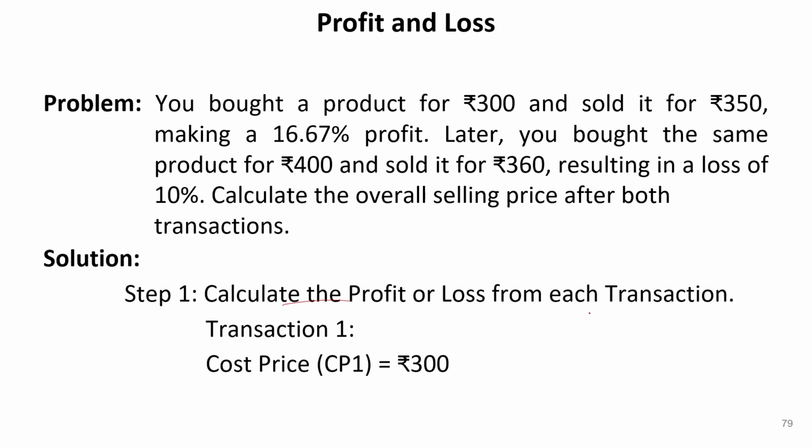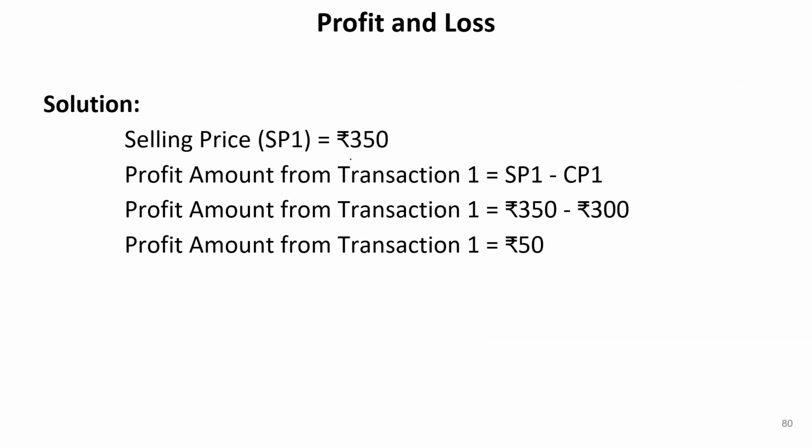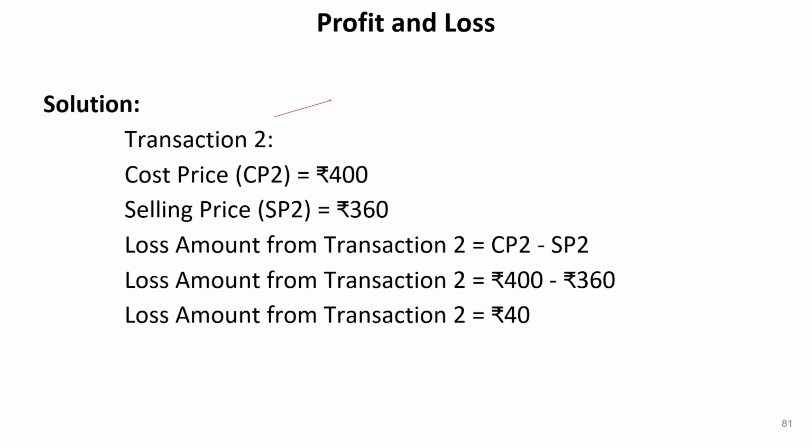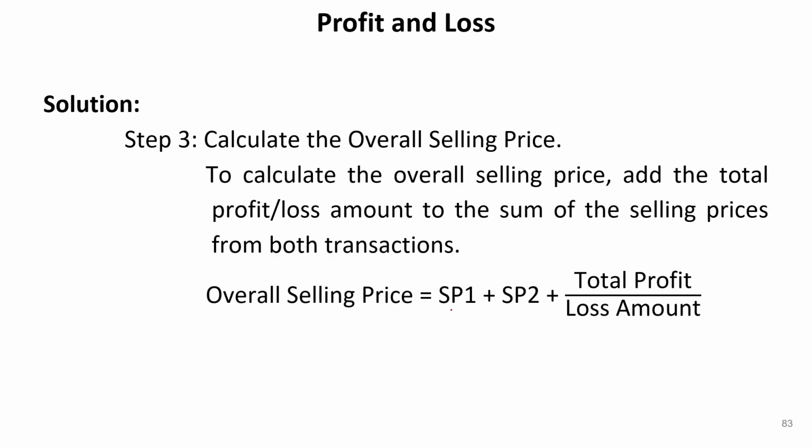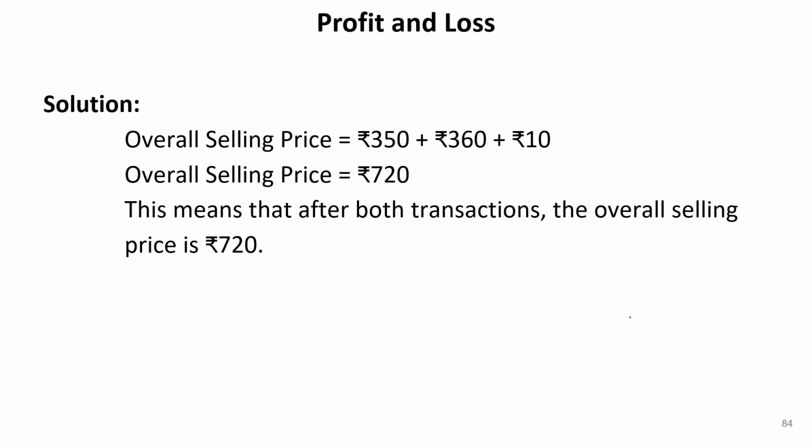So calculating the profit and loss from each transaction. CP1 is 300, SP1 is 350, and profit from transaction 1 will be SP1 minus CP1, that is equal to 50 rupees. For transaction 2, CP2 is equal to 400, SP2, that is the selling price the second time, is equal to 360. So the loss amount from transaction 2 will be 40 rupees, that is 400 minus 360. So the total profit or loss amount is equal to 50 minus 40, which is equal to 10, right? So the overall selling price is SP1 plus SP2 plus total profit or loss amount. So it is equal to 350 plus 360 plus 10, that is equal to 720 rupees. This means that after both transactions, the overall selling price is 720 rupees.